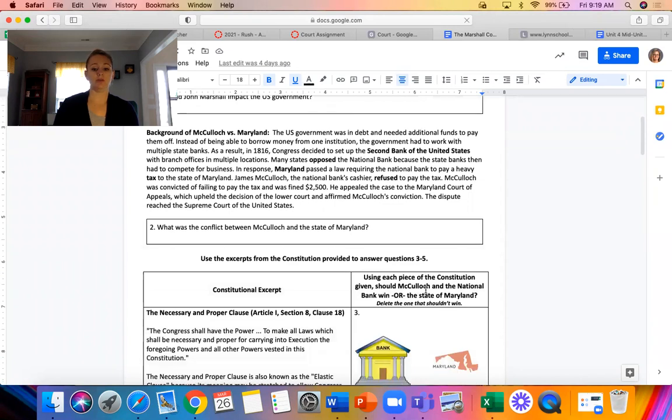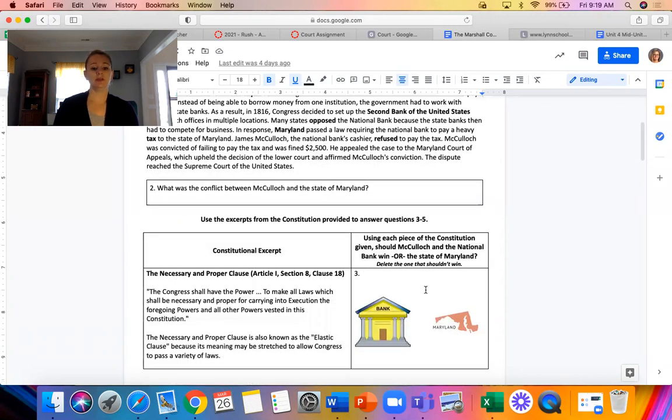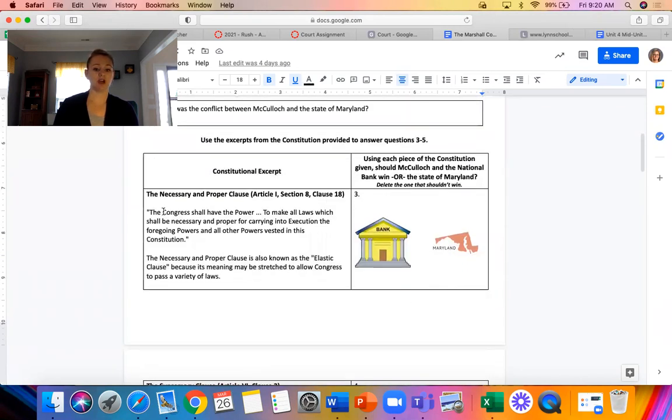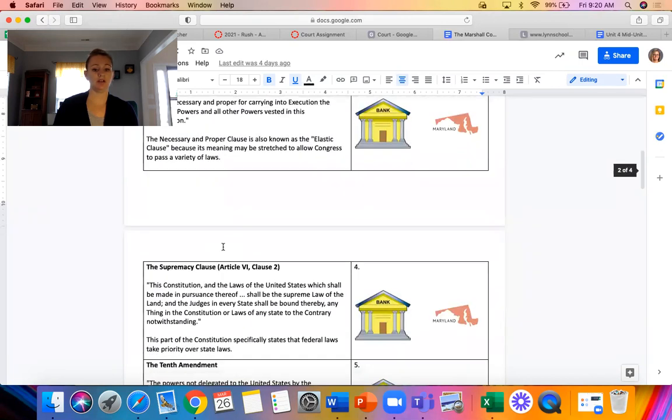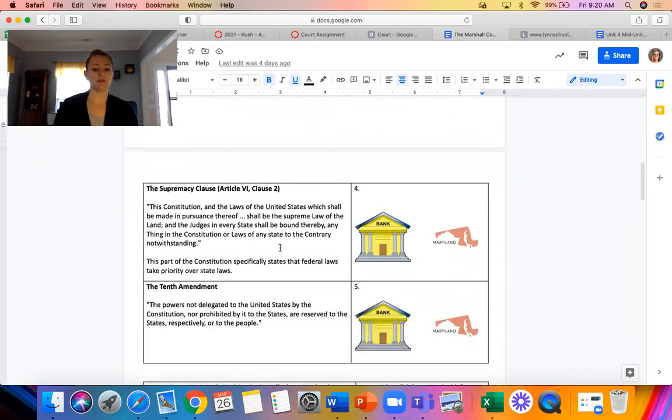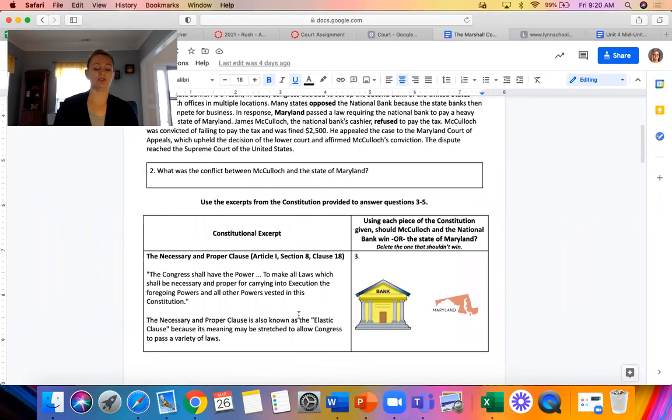Then you are going to be reading little pieces of the Constitution. So you've got the necessary and proper clause here, the supremacy clause, and the 10th Amendment. And what you're going to do is look at it, and based on that piece of the Constitution that you're reading, would it be that the bank and the national government should win or should be able to use that evidence to win their argument for having more power? Sorry if you're hearing my dog run around. Or should the state of Maryland win based on that piece of evidence?